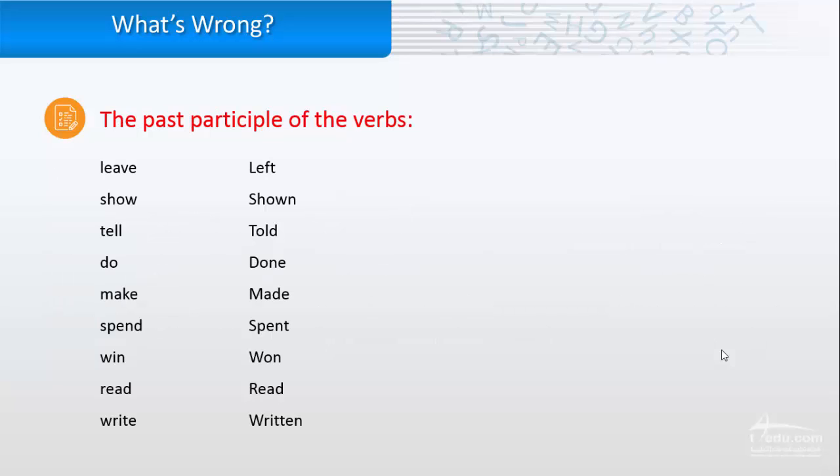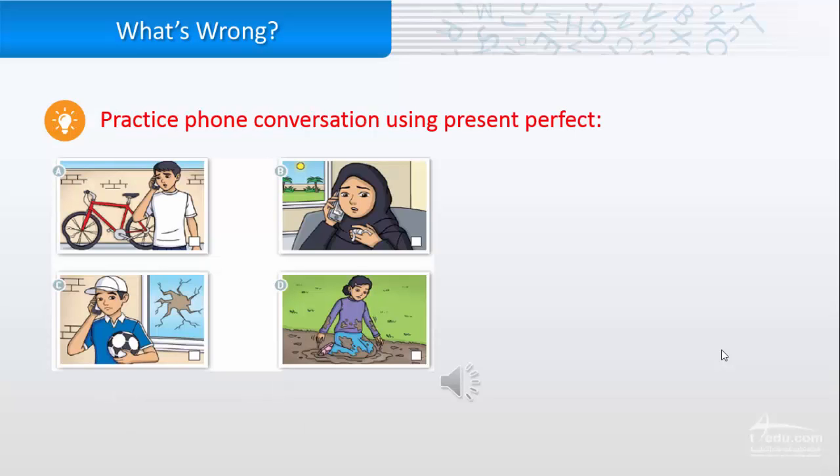The past participle of the verbs, for example, leave is left, it's irregular; show, shown; tell, told; do, done; make, made; spend, spent; win, won; read, read; and write, written. So these are some examples of the irregular past participles. Now I want you to practice the phone conversation using present perfect. So let's listen, then practice them.